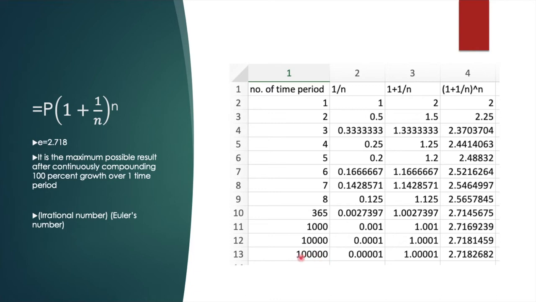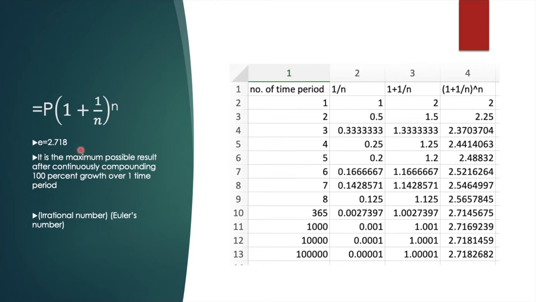This is not just 1 lakh time periods, but a continuous time period, and then also you will get back only 2.718. Here we have considered 2.718 only up to this decimal point. We have very many decimal places even after 718. So it is an irrational number. It is also called Euler's number. So we are not compounding for 1 or 2 time periods. We are compounding it for a continuous time period.